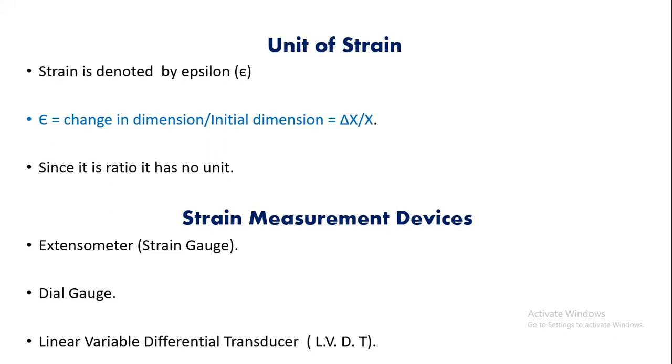And generally in the laboratory or in the field, strain is measured with devices like extensometers, that is strain gauges, or dial gauges, which are generally used in the laboratory, or LVDTs, that is linear variable differential transducers, in which an electrical signal is introduced and converted in the form of mechanical energy, which calculates our strain.